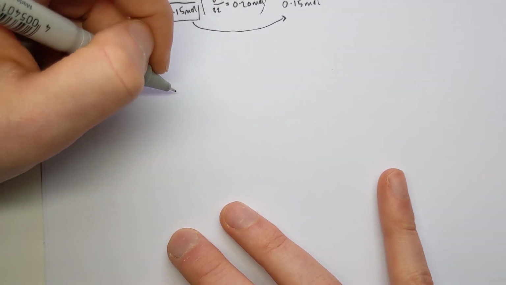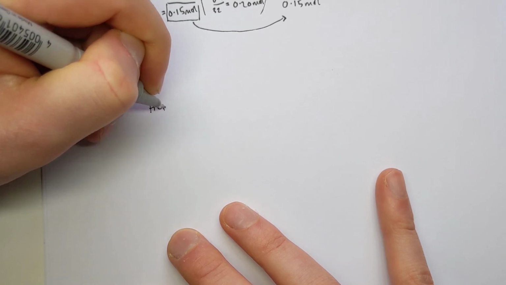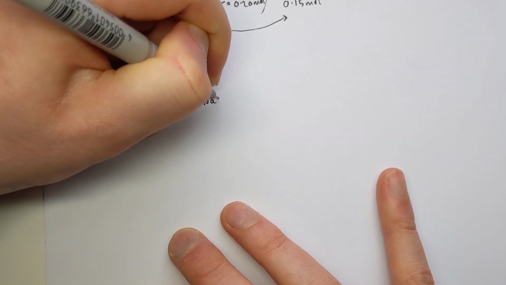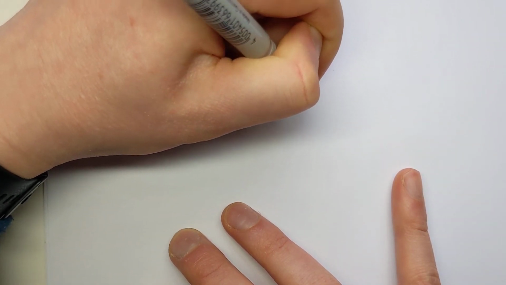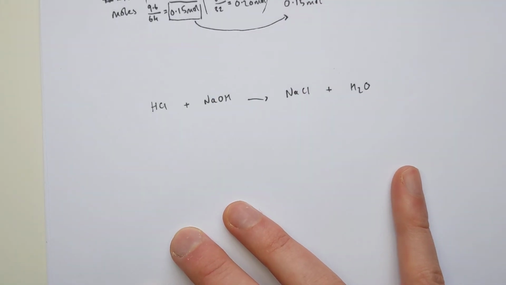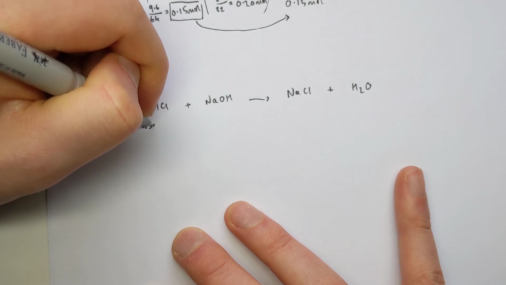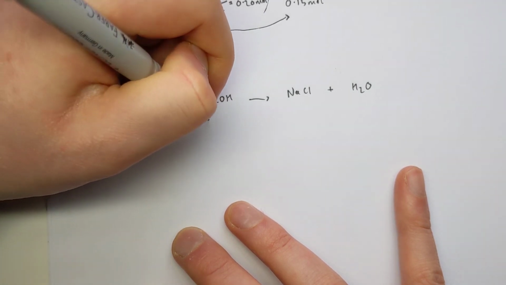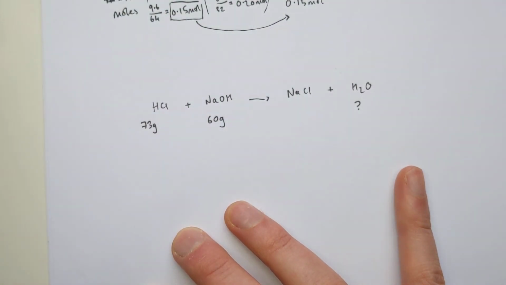So it's a simple enough reaction, you've done it in the acids topic. We're going to look at the reaction of hydrochloric acid with sodium hydroxide, which is just neutralization, to make sodium chloride plus water. In this particular made up question, it tells you that you've got 73 grams of HCl, you've got 60 grams of NaOH, and you're trying to work out the mass of water at the end.